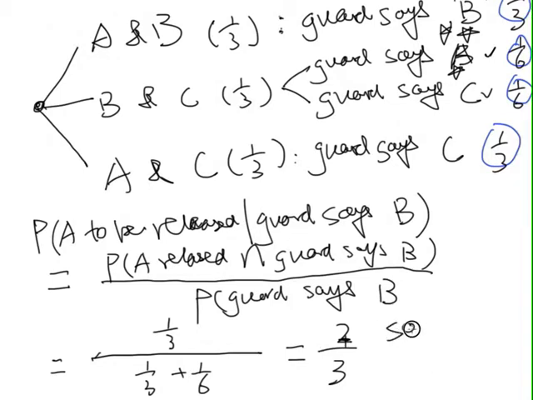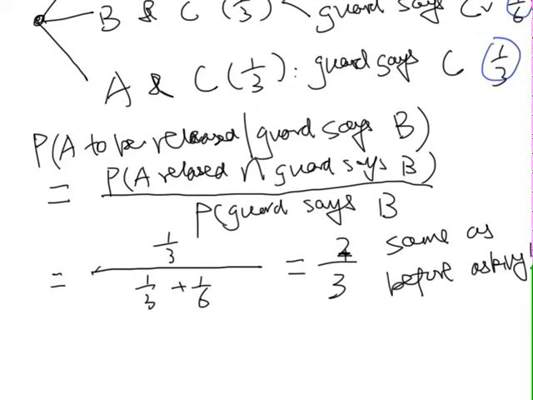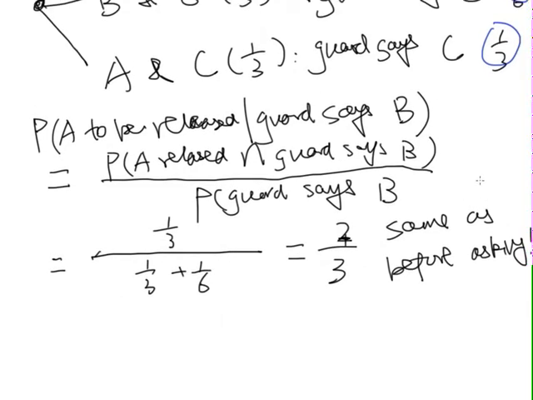which is the same as before asking. So we know the prisoner's reasoning is wrong, and asking or not wouldn't affect his probability of being released.